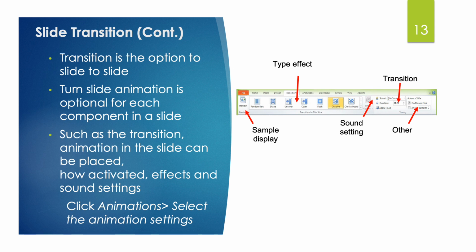Transition is the option to slide to slide. Slide animation is optional for each component in a slide, such as the transition. For the animation in the slide, you can set how it is placed, how it is activated, the effects, and the sound settings. This can be done by clicking on Animations and then selecting the animation settings.